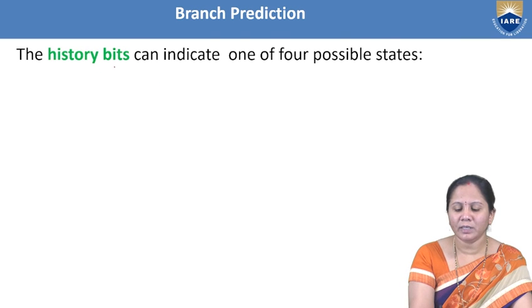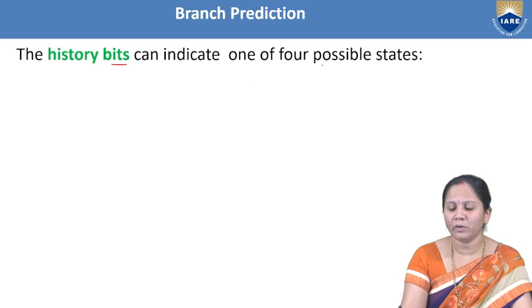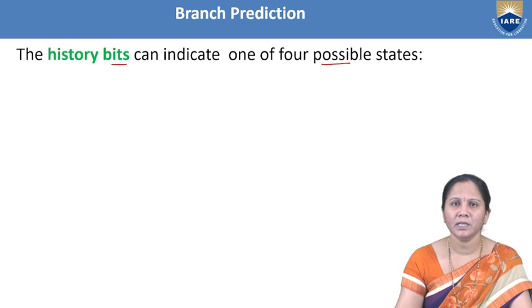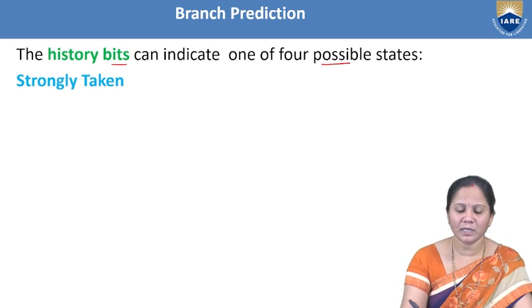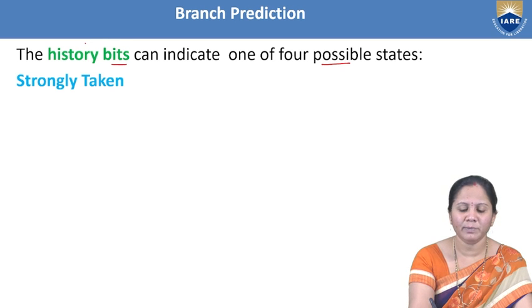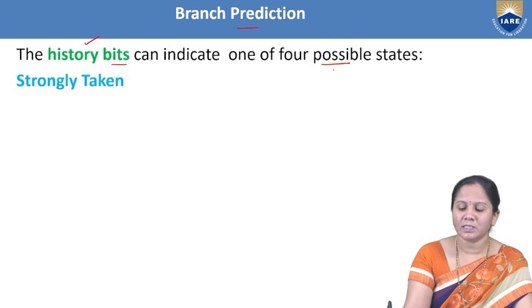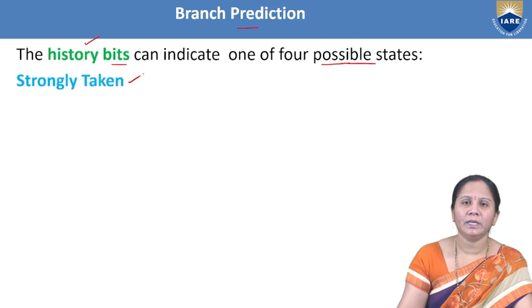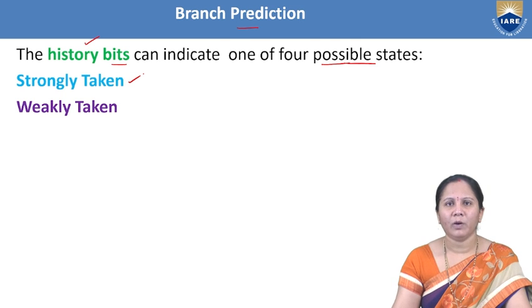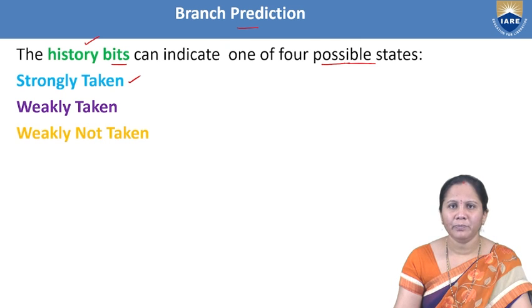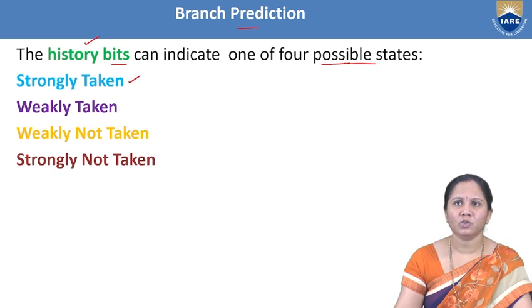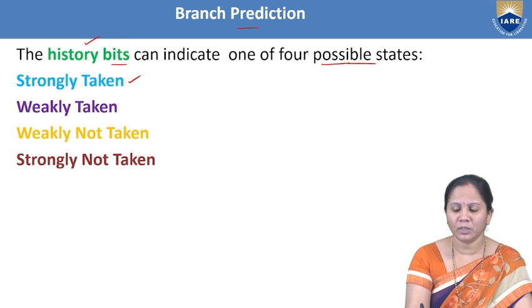And another one is the source memory address that the branch instruction was fetched from. The history bits can indicate one of 4 possible states, and depending on the history bits only, the branch prediction will be performed. One is strongly taken, one is weakly taken, weakly not taken, and strongly not taken. So these are the 4 possible states.